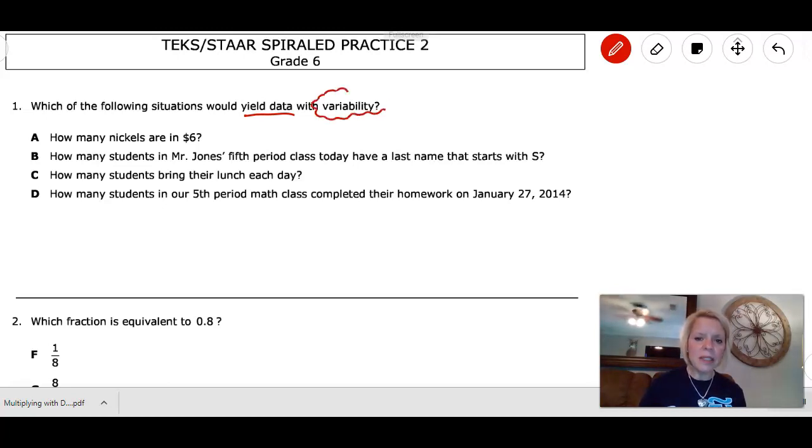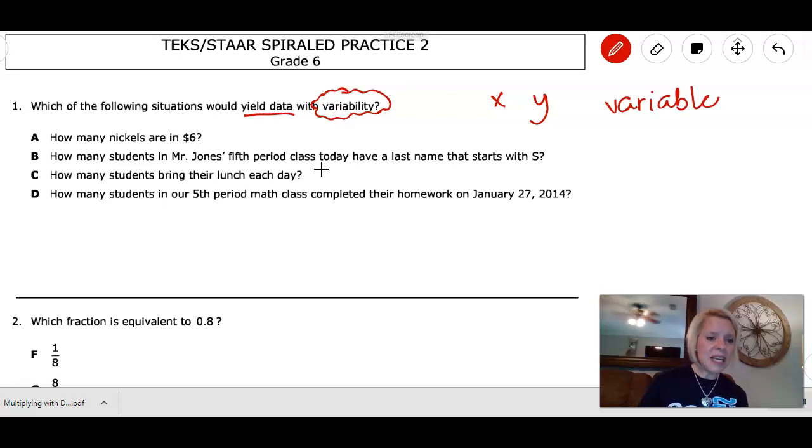Now, variability is something we'll talk about all year. Last year, we talked about variables. Those are mystery numbers that are represented by a letter. For instance, we talked about X and we talked about Y. We'll talk a lot about that this year. Those are called variables. They're like mystery numbers or things that change. That's the biggest key to understanding the word variable. Variable means that it changes. Okay, the word vary, V-A-R-Y, means change.